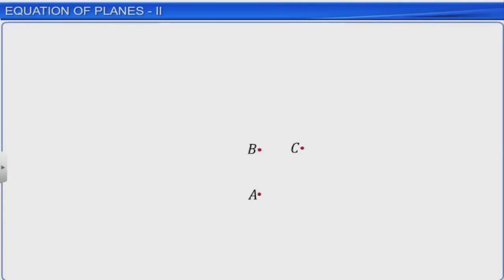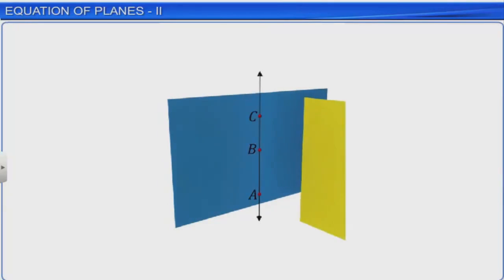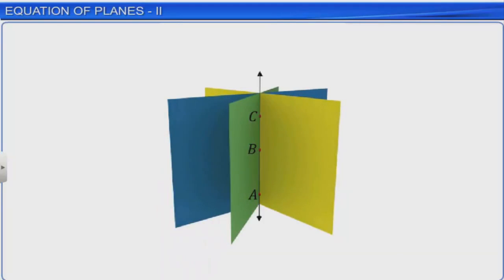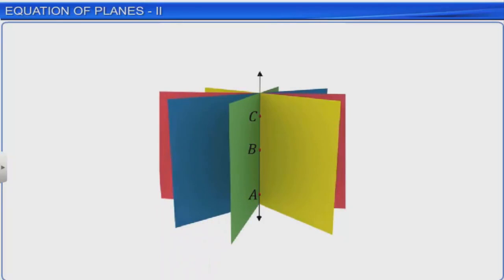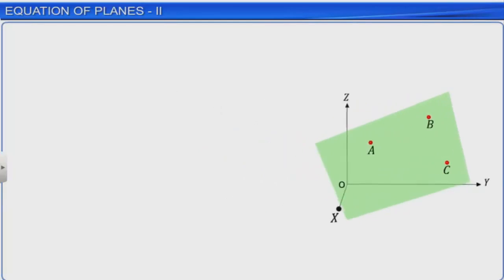Consider 3 points A, B, and C in space. If points A, B, and C are collinear, then an infinite number of intersecting planes can pass through them. Thus, we cannot determine a unique plane in this case. However, a unique plane can be determined if it passes through 3 non-collinear points.